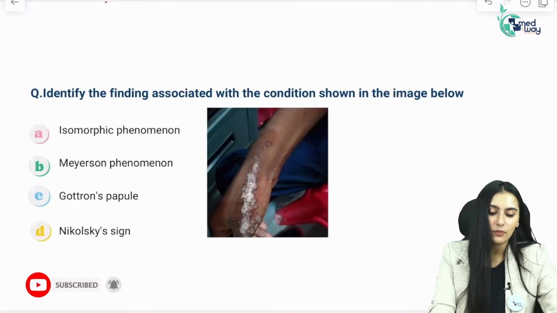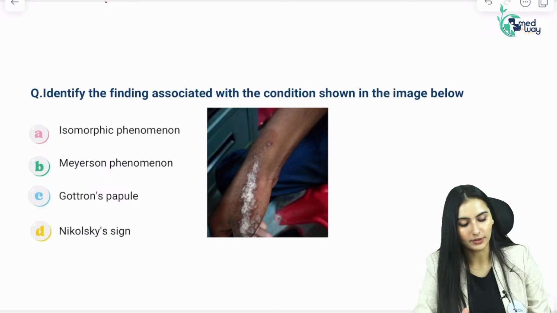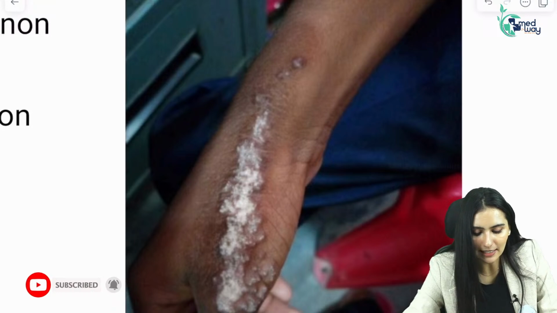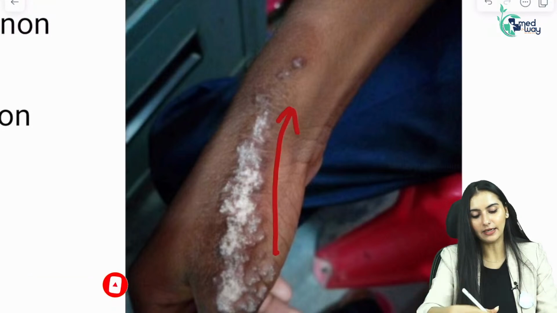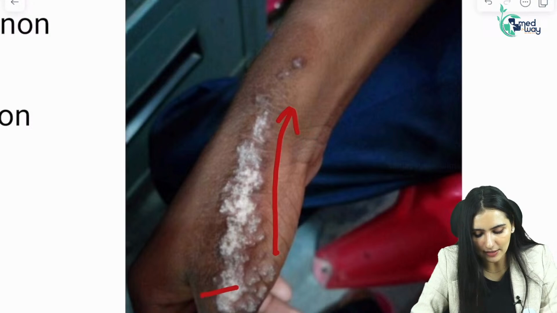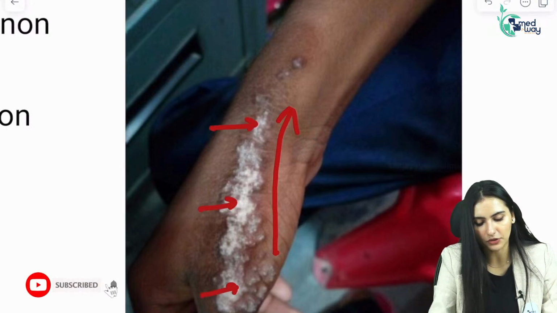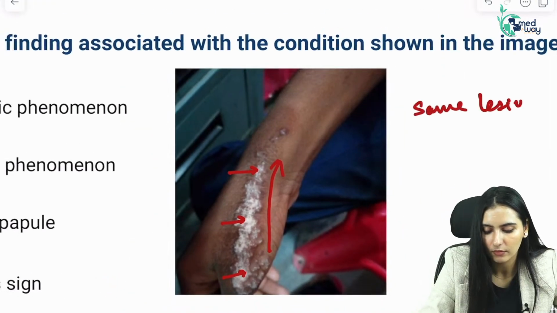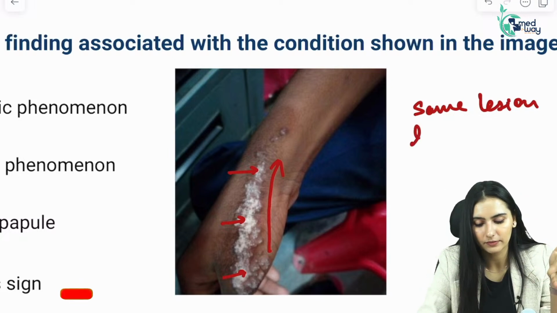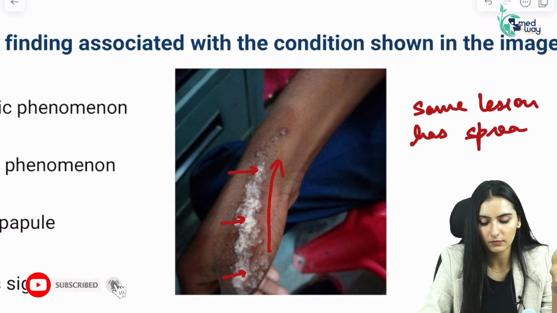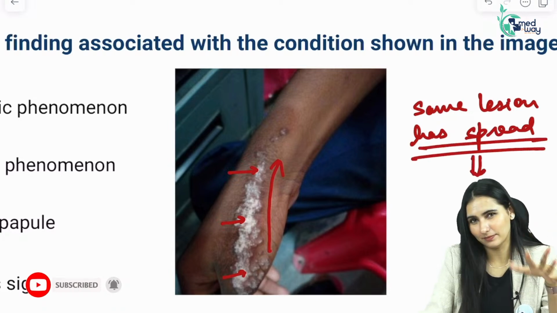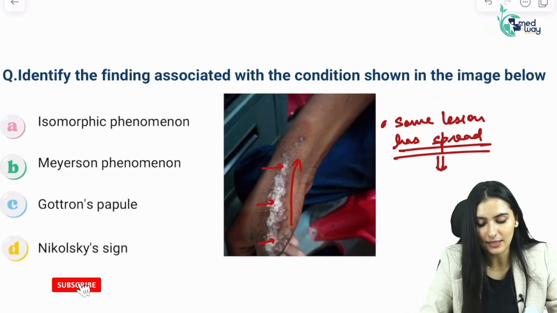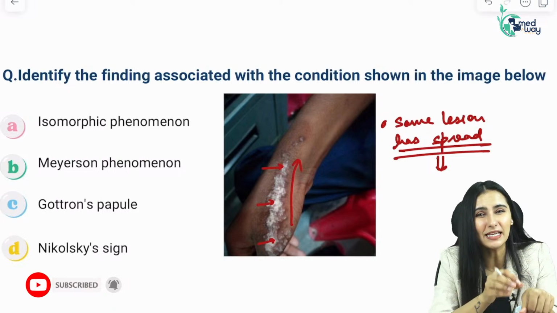Identify the finding associated with the condition shown in the image. What is this? Now let's look at the image clearly. It looks like something going in a linearity, and the lesion is similar here, and similar here. So the same lesion has spread. Does it ring a bell? Similar lesion has spread because of mainly itching.